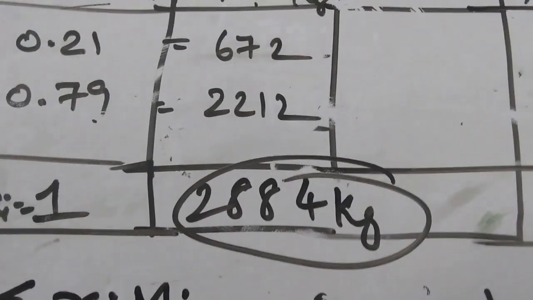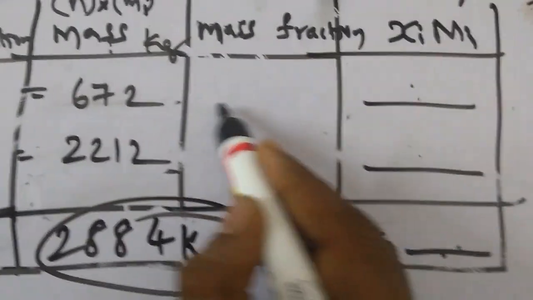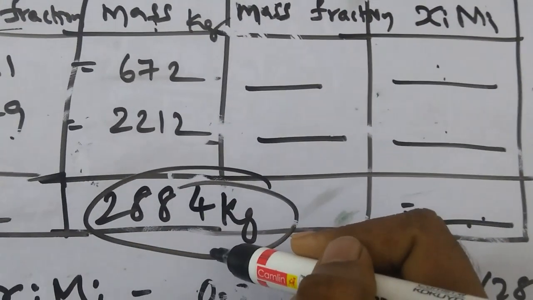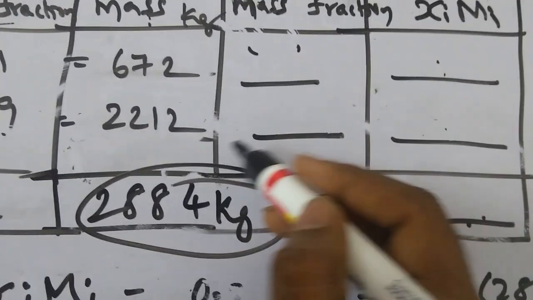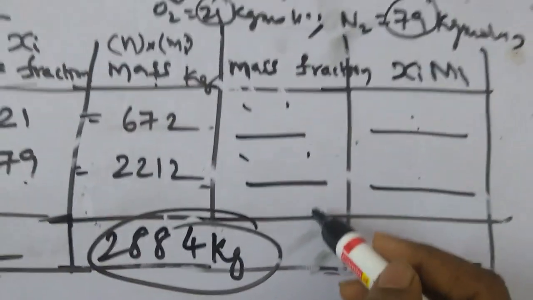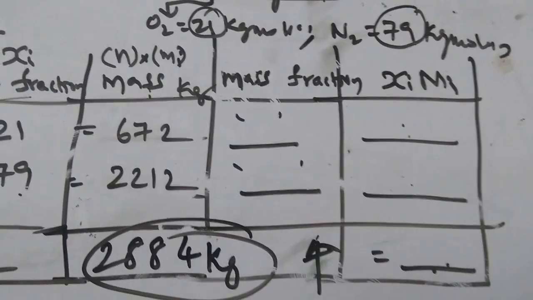Okay, so in extension of this problem you can determine the mass fraction. What is the mass fraction? 672 divided by 2884. And the other mass fraction is 2212 divided by 2884. Divide that and complete this problem. What is the composition of air in mass percentage?